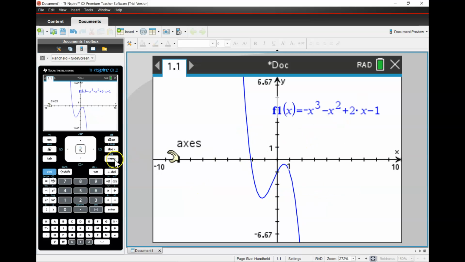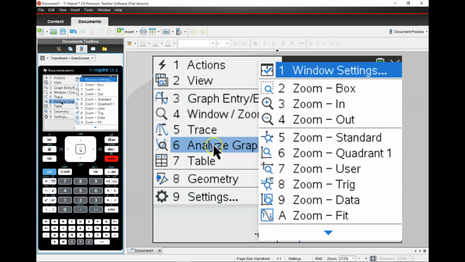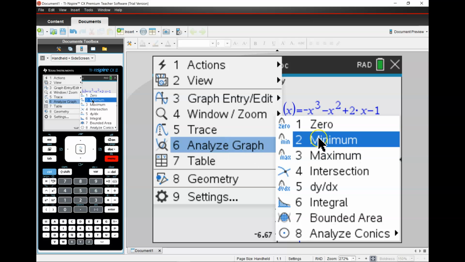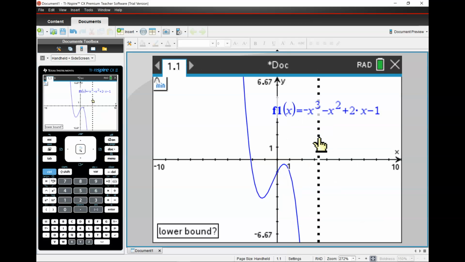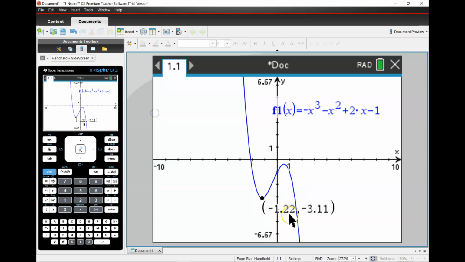So here we go. I'll remind you one last time how to find these points. So we're going to do menu, analyze graph, minimum. I want to find the minimum first. And the minimum is here. Again, for lower bound, if your minimum is that point, the dashed line has to start for lower bound to the left of the point, a smaller x value, the lower x value.